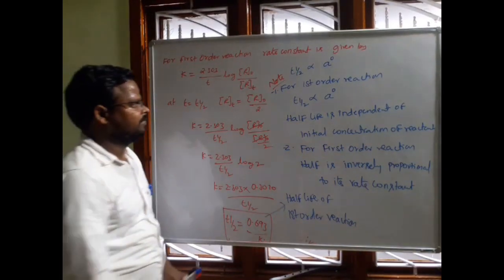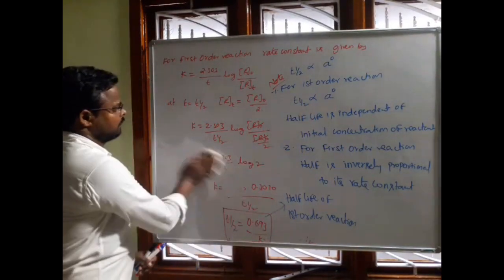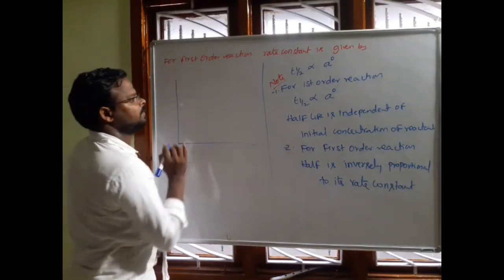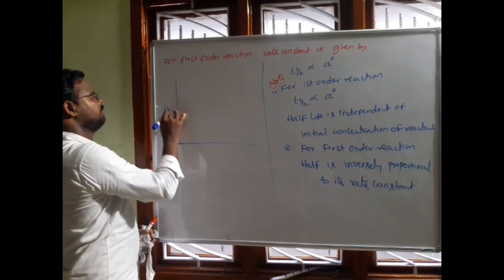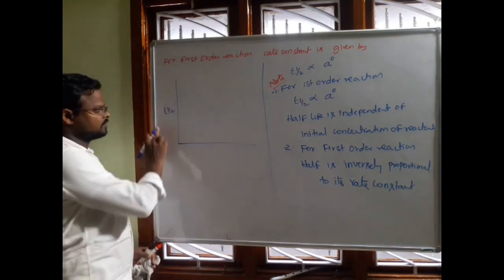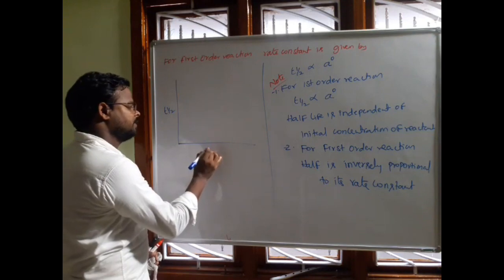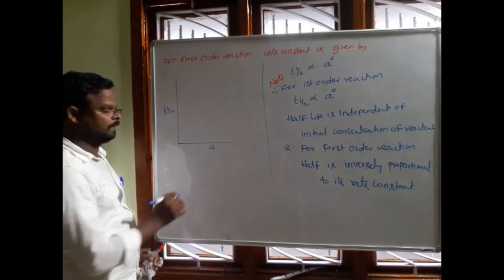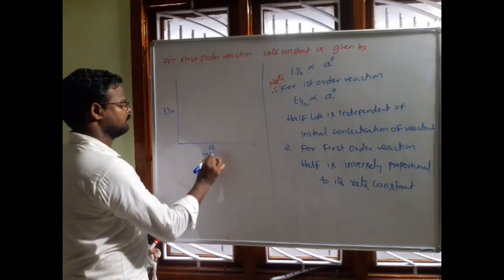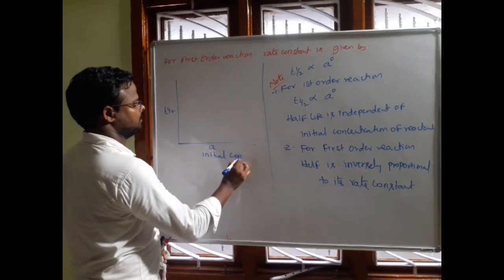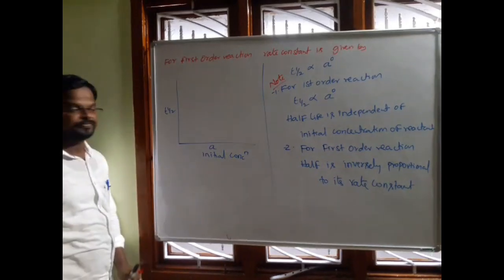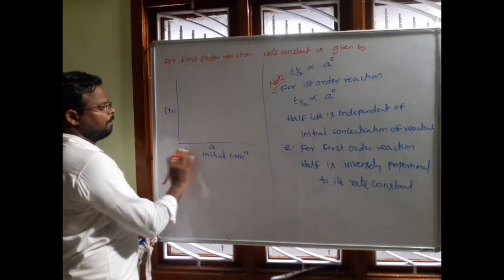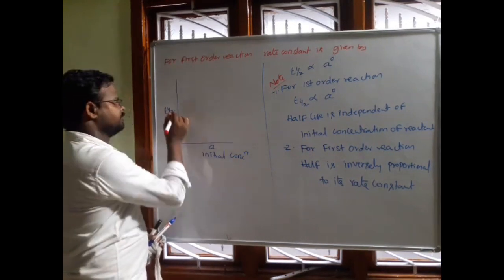Okay, now see the graph for the first point. T half of a first order reaction versus its initial concentration A. If you observe this, you will get a straight line parallel to the x-axis.